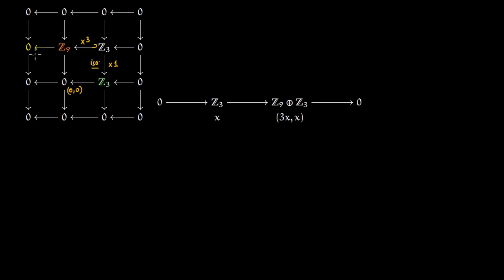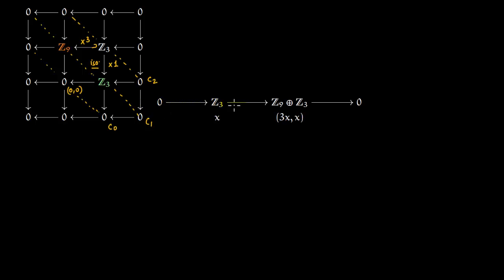So this is 0. So this is our C0. If you consider anti-diagonals, C1 is the direct sum of Z9 and Z3, and C2 is just Z3. Direct sum of zeros doesn't matter. So this is C1, this diagonal is C0, and this diagonal is our C2.